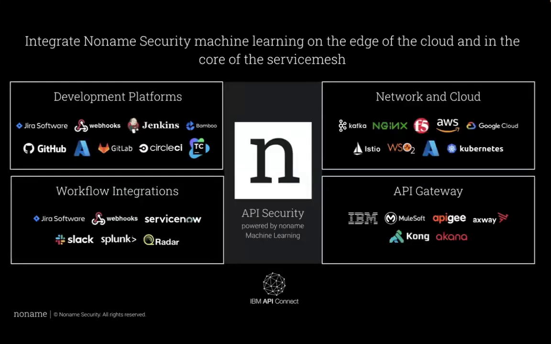Noname has built an ecosystem of partners over the years, and that's why IBM chose to do business with Noname, because we integrate with the existing investments that enterprises are making that are adjacent to IBM technologies, such as F5 load balancers and Kong service meshes that may be behind the DataPower Gateway.